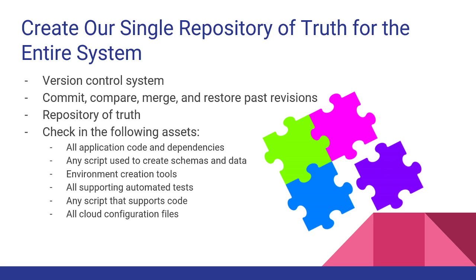And there are certain assets that need to be in this repository, which includes all the application code and dependencies that the developers made, any scripts that were used to create the schemas and data, all of the environment creation tools that were used to make it in the first place, any files that were used to create containers, all of the supporting automated tests, any of the scripts used to support the code, all the project artifacts that were used in it, all the cloud configuration files, and any other script required to create the infrastructure.